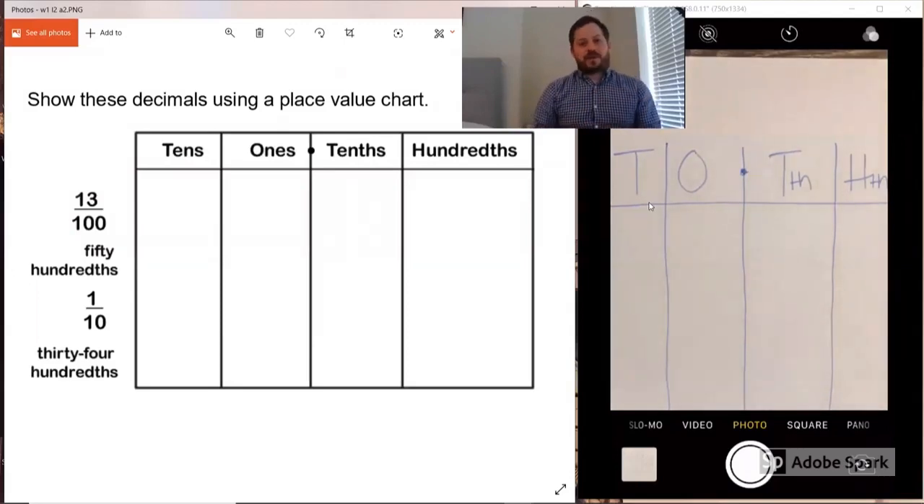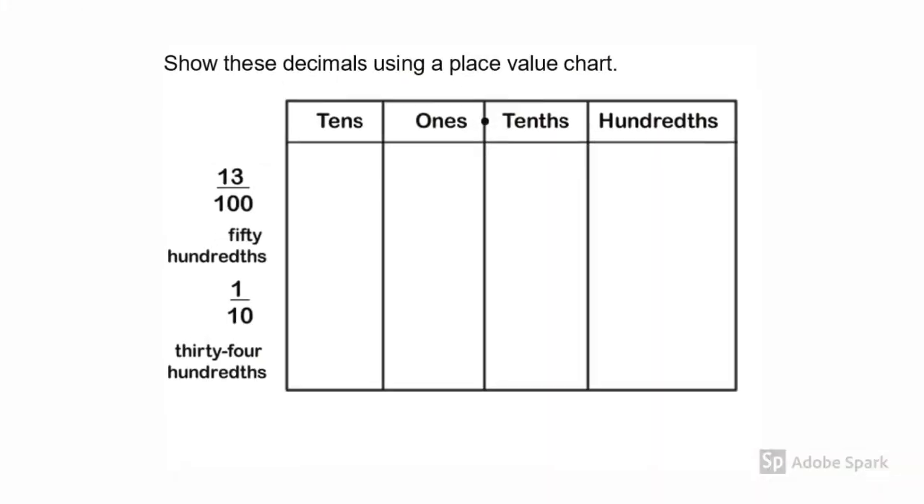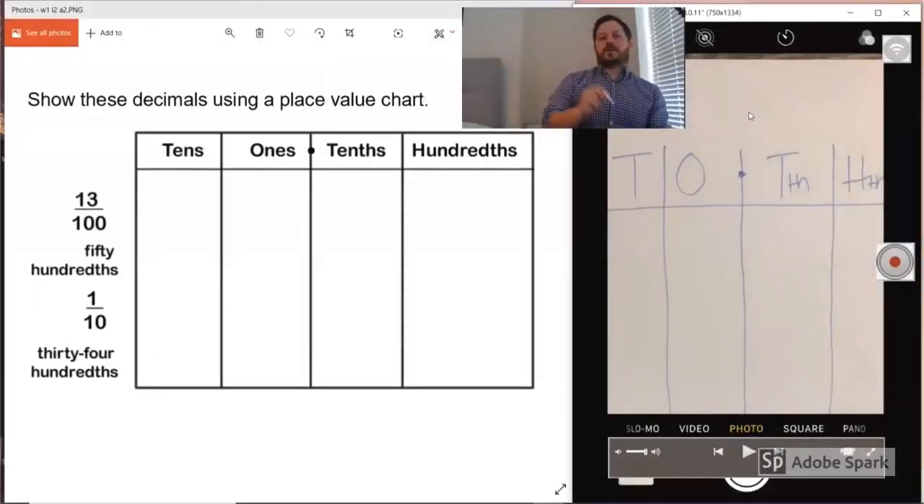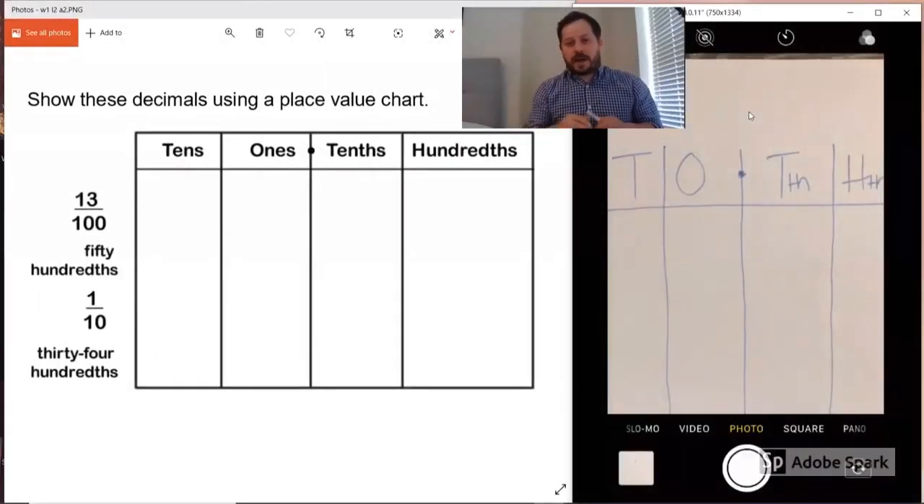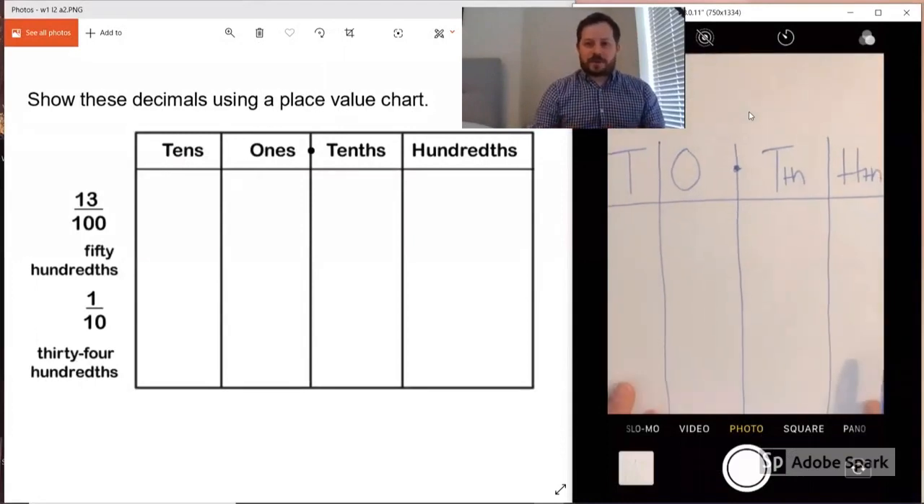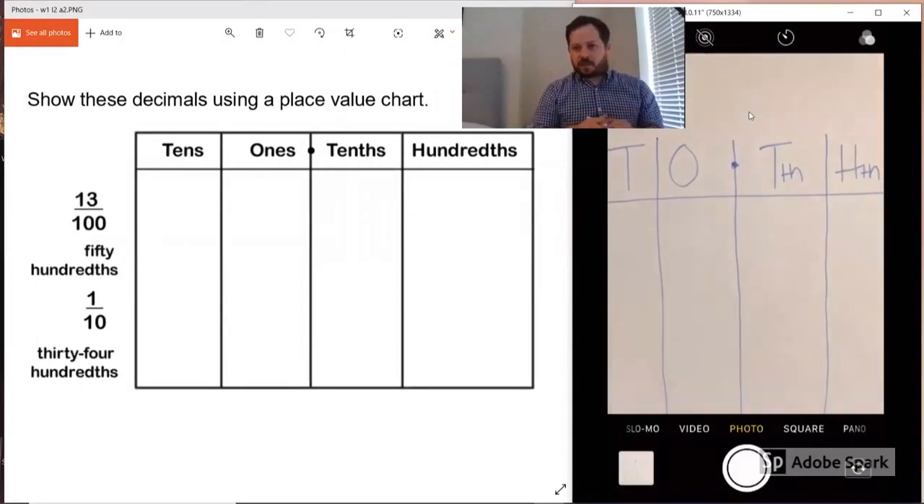As you can see on my screen, we've got the next one, to show these decimals using a place value chart. 13 100ths, 50 hundredths, 1 tenth, and 34 100ths. What I'd like you to do now, pause, I'll show you the full screen of it, have a go and see what you can do, and then we'll come to it. Okay, so hopefully you've had a go now, and we can have a go through these ones and check to see whether we're right.